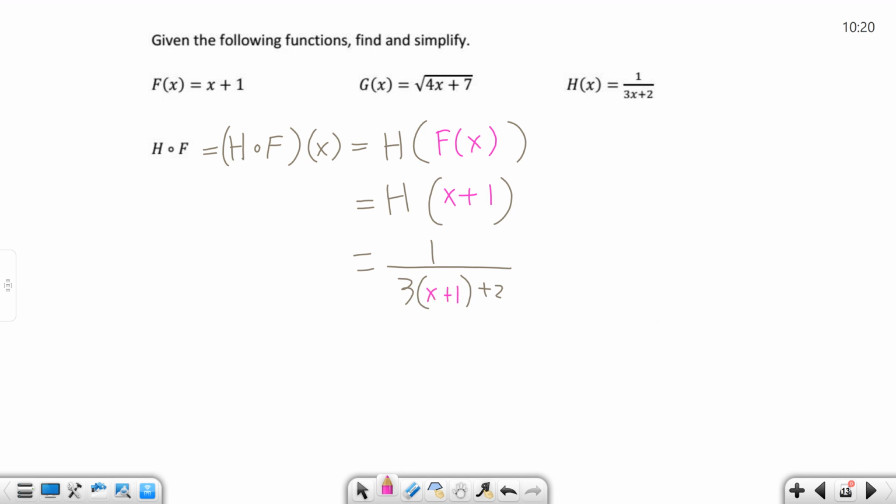And I'm going to fix this. All right. So I need to distribute the 3. This is going to be 1 over 3x plus 3, and then tack on my plus 2. Put those together. This is going to be 1 over 3x plus 5, and you can't do anything else with that. So that is capital H of capital F of x.